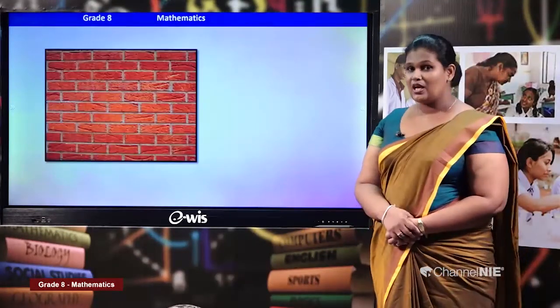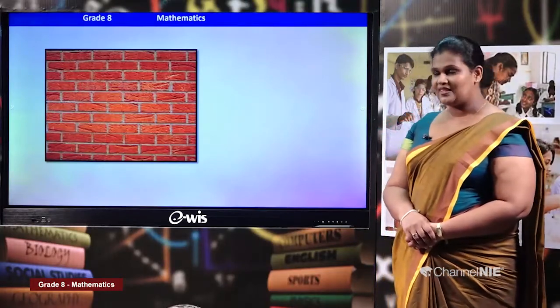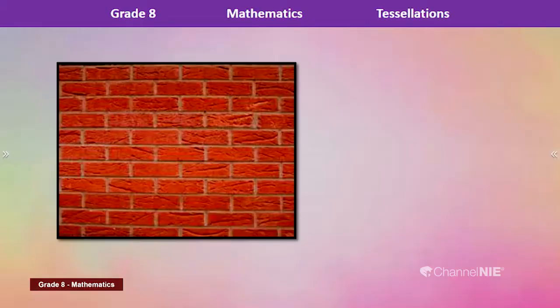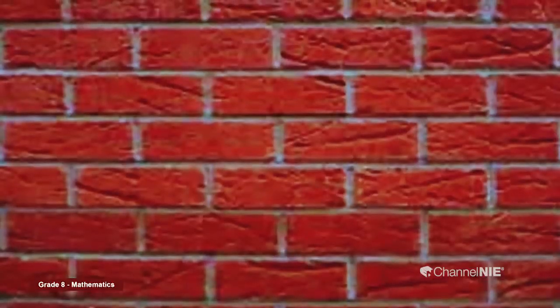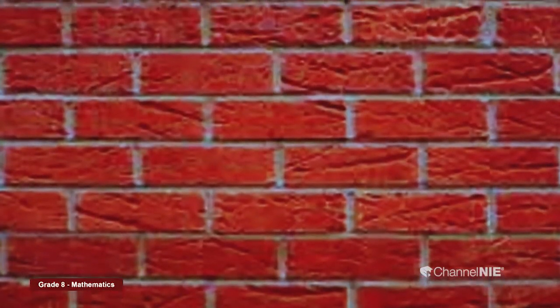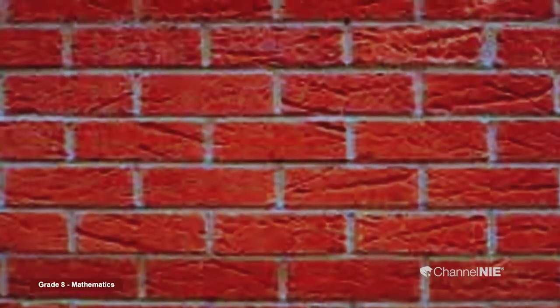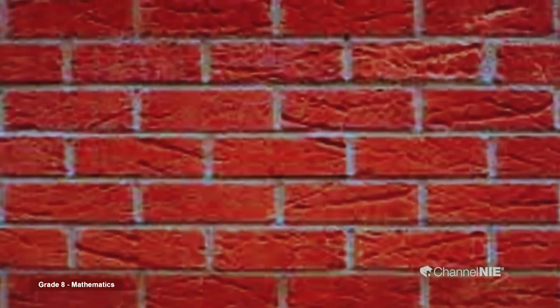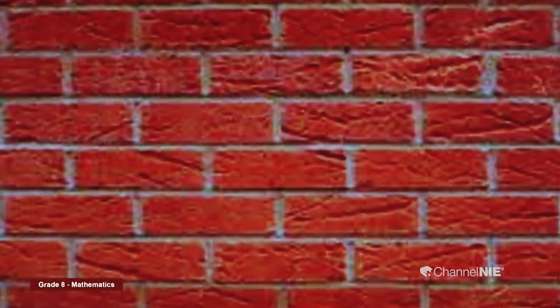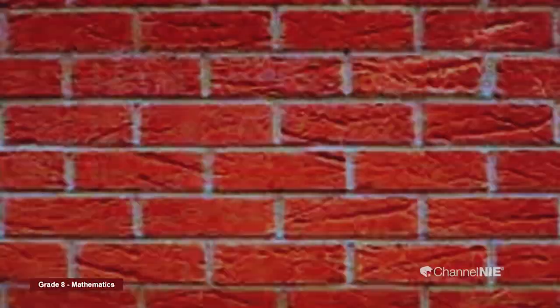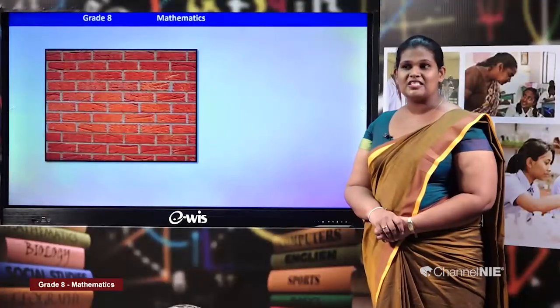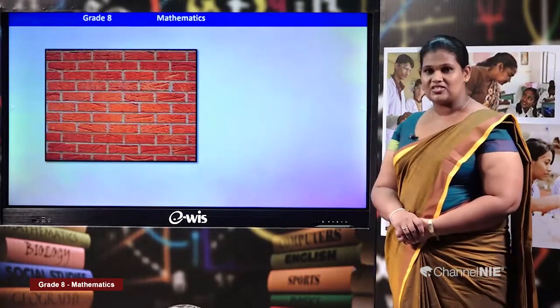Right. Now have a look at this picture. Here there is a wall, isn't that so? You can see some bricks there and you can see the shape of rectangles there, and it's formed nicely. It's creating a beautiful pattern. Once again we can consider these as tessellations, isn't that so?